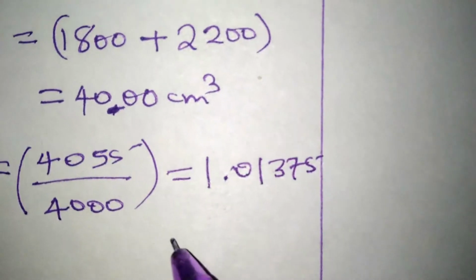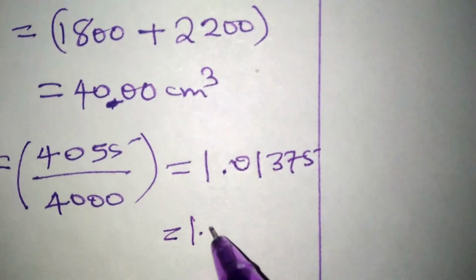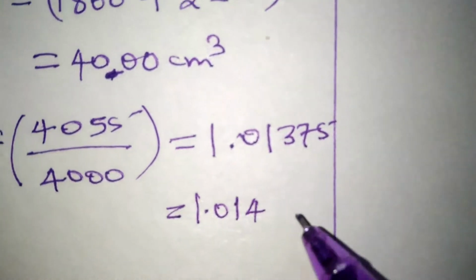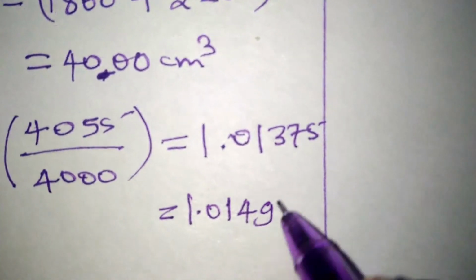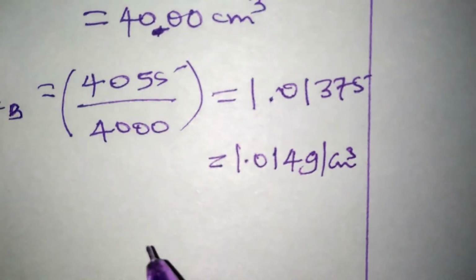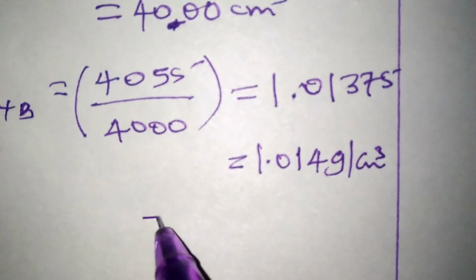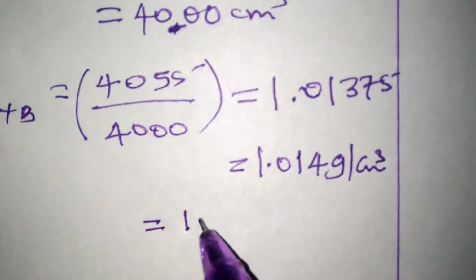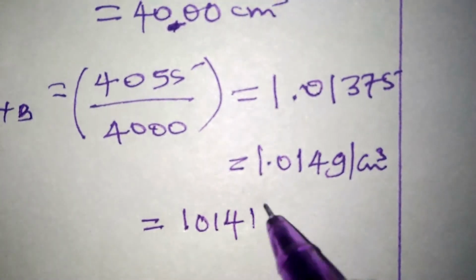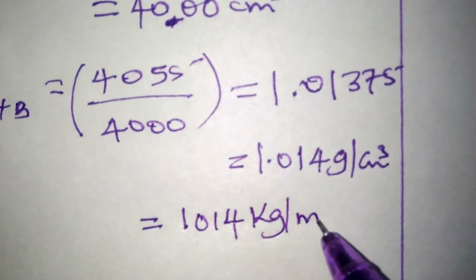or simply rounded off to 1.014, and that is going to be grams per centimeters cubed, or in the SI units, we just multiply by 1,000, we end up with 1014 kilogram per meters cube.